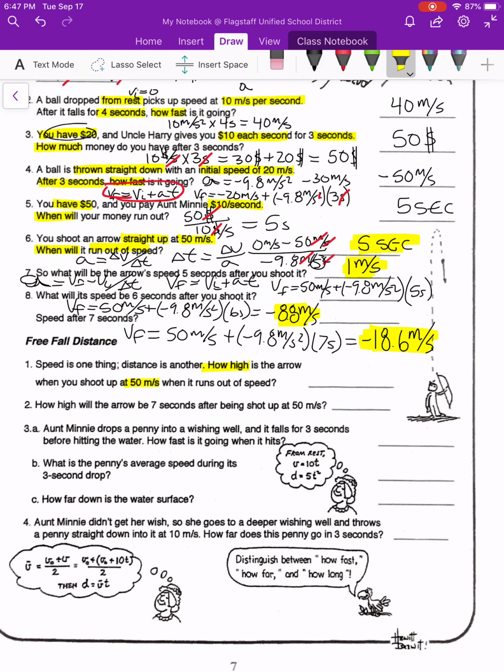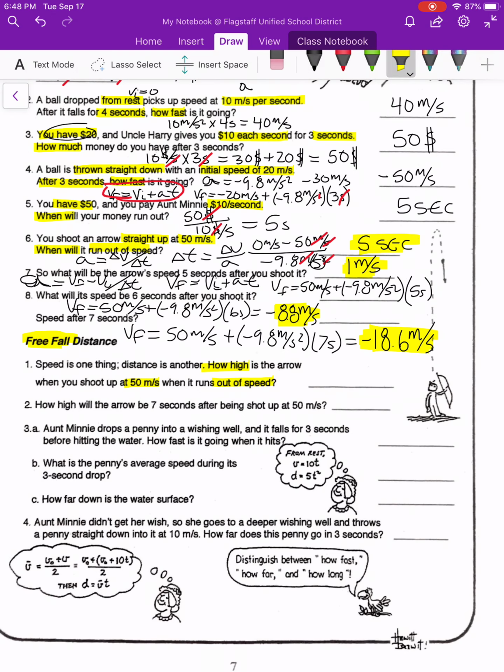When we shoot an arrow at 50 meters per second, that's a velocity. I'm assuming it's an initial velocity based off this next part, when it runs out of speed, right? Because when it runs out of speed, that's its final velocity. So I'm looking for distance. I know my initial velocity, I know my final velocity, and I also know my acceleration, right? Because this is in free fall. All these problems are telling me free fall. So that means it's subjected to acceleration due to gravity.